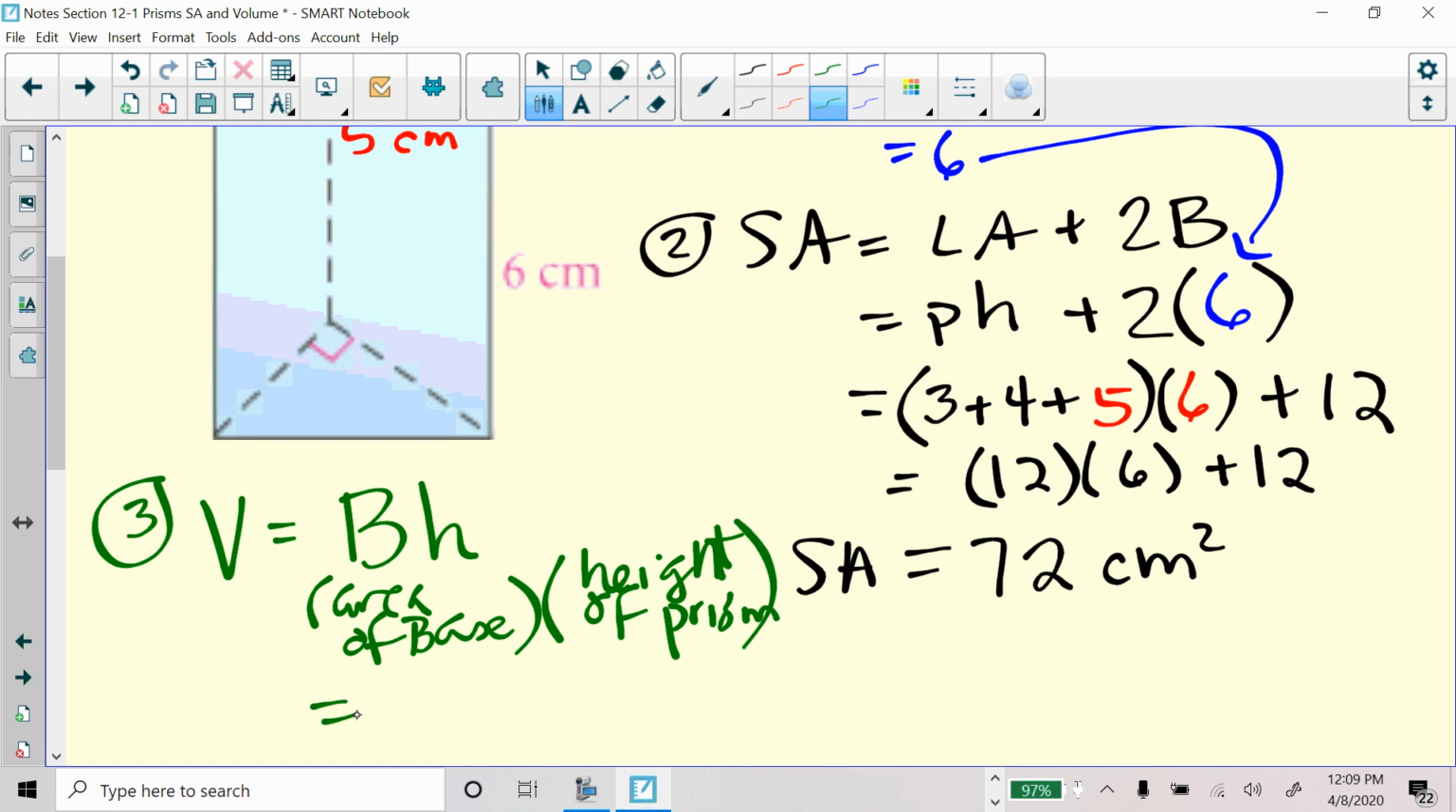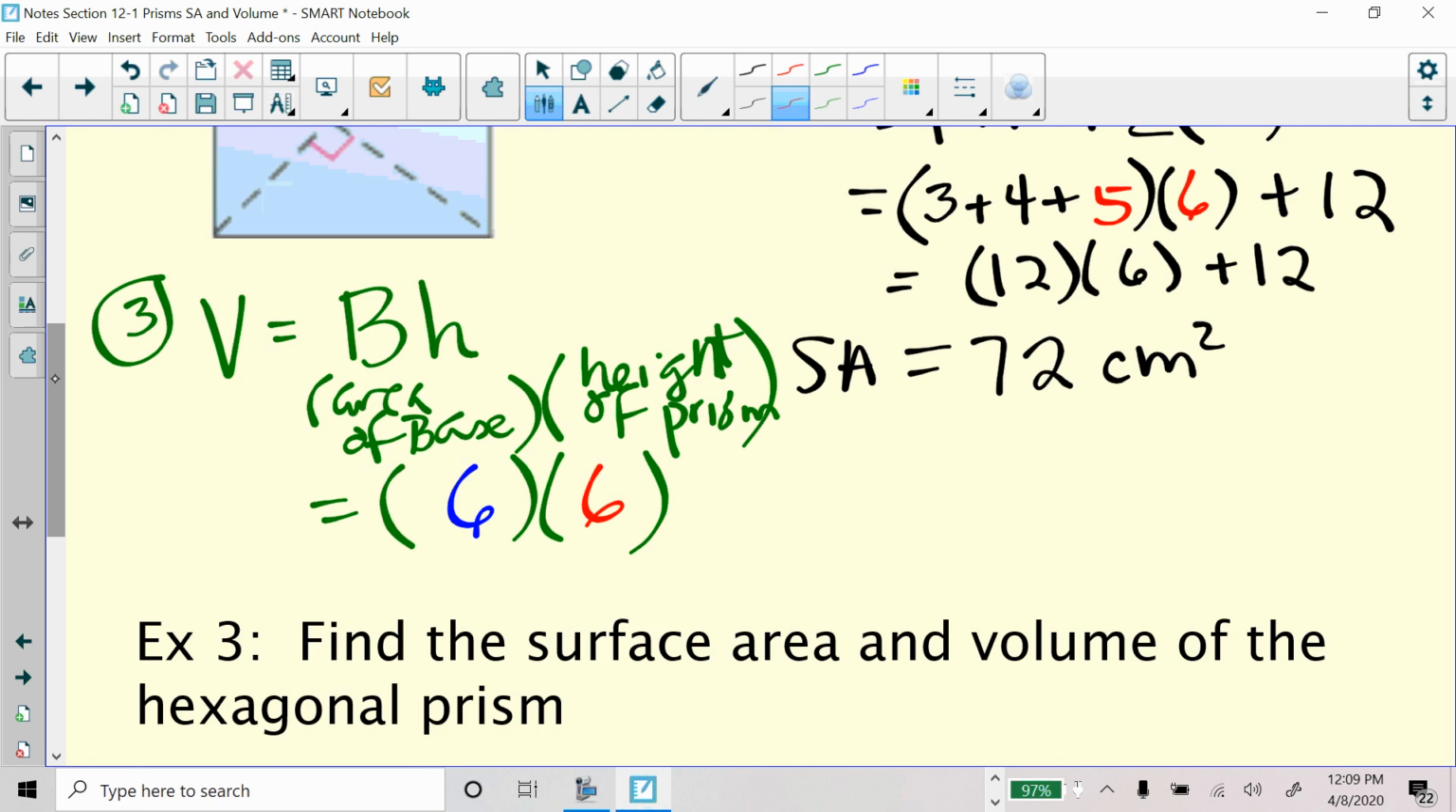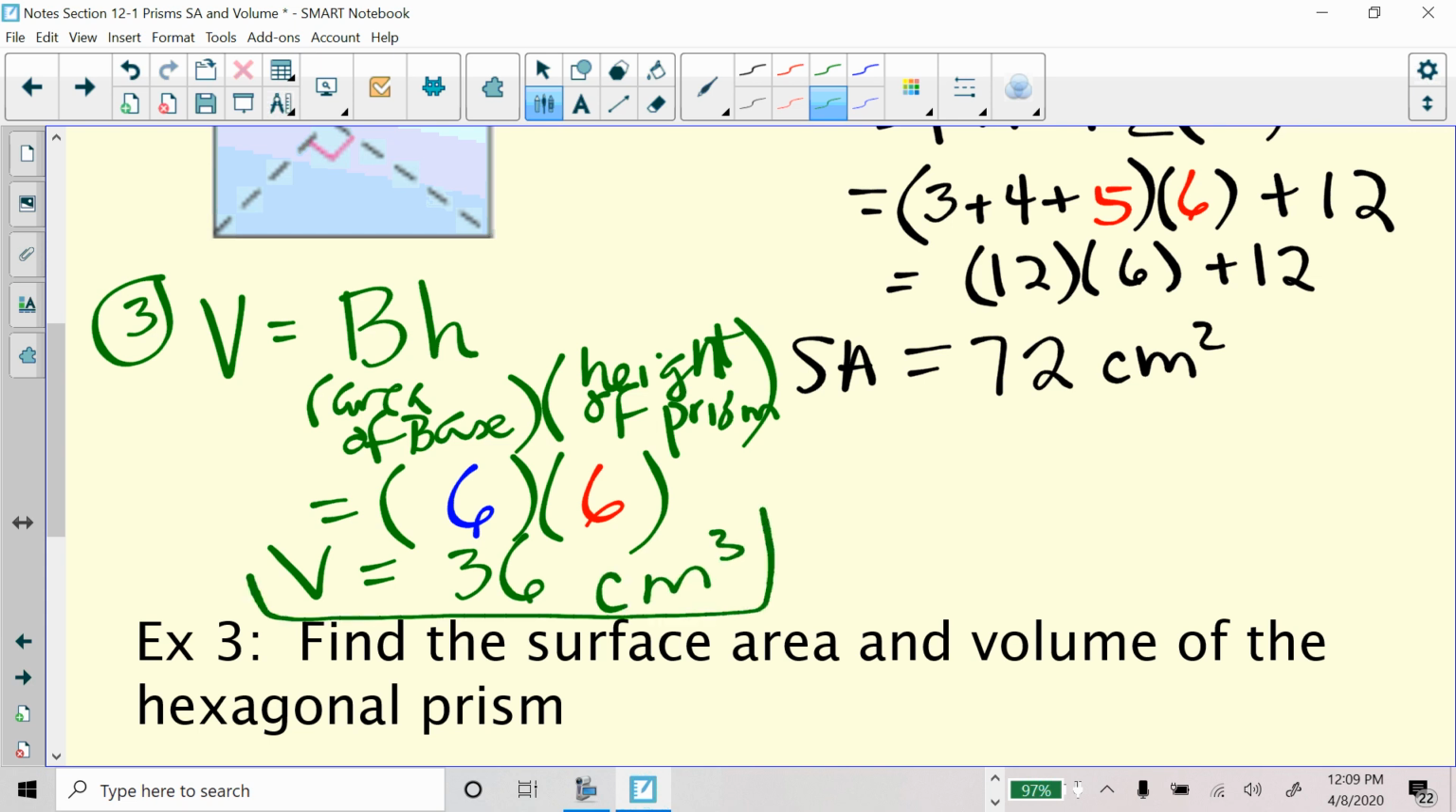So the area of the base shape, we already found it before, and we had 6. I don't know if you remember, but it was in blue at the top. That was 6. And the height of our prism was also 6. So our volume for our triangular prism is 36 centimeters cubed, cubic centimeters. Remember, cubic centimeters for our volume is measured in 3 dimensions. So we're multiplying centimeters times another centimeters.